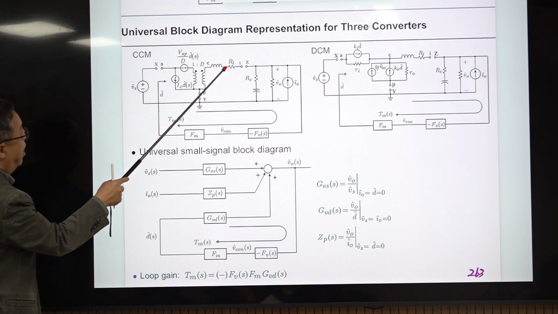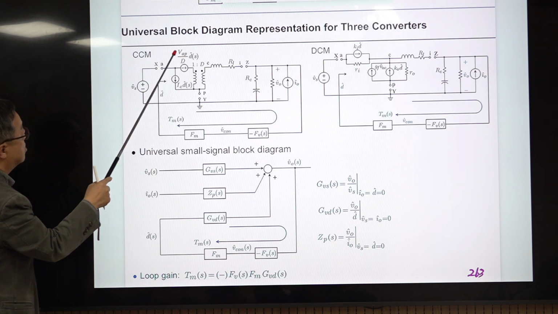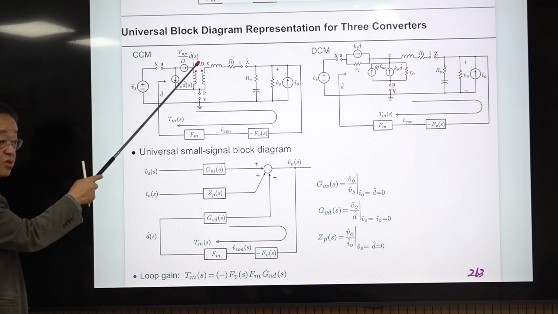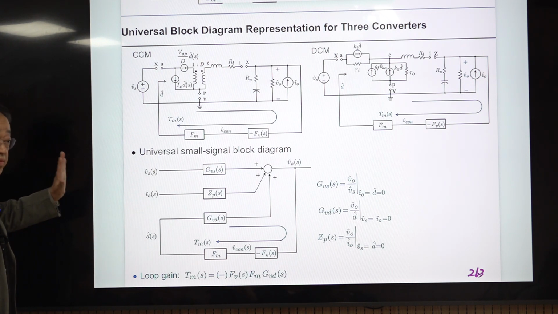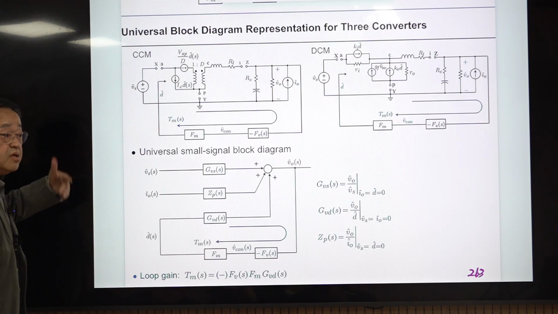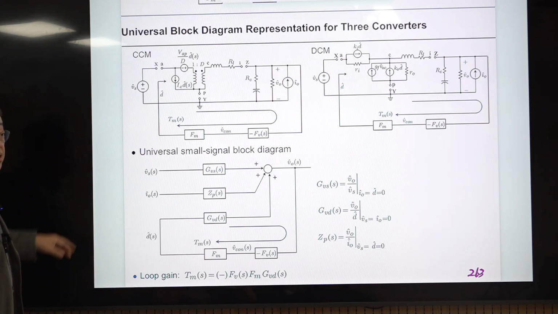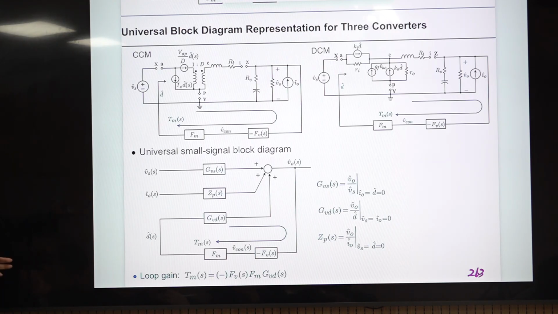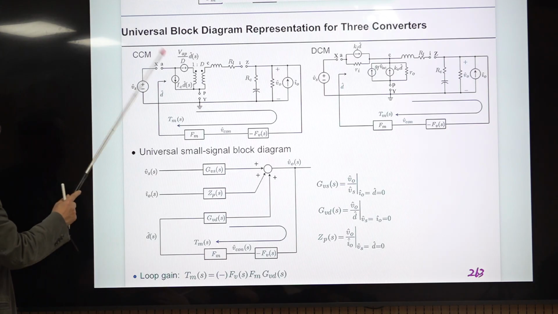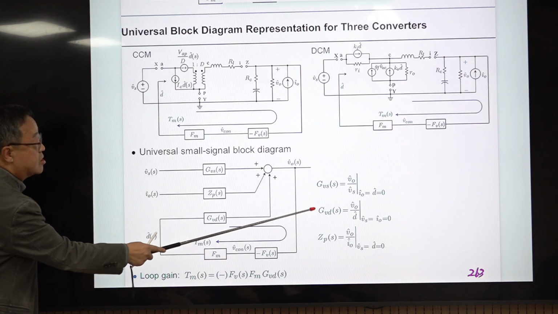If you want, you can add some resistive parameters, and this is replaced with something else, but that is not necessary. Maybe that is okay for the simulation, but in the analytical derivation, get rid of that. That simply makes your job complicated without improving the accuracy of your result. Just avoid that. And for the DCM, with this you derive this.